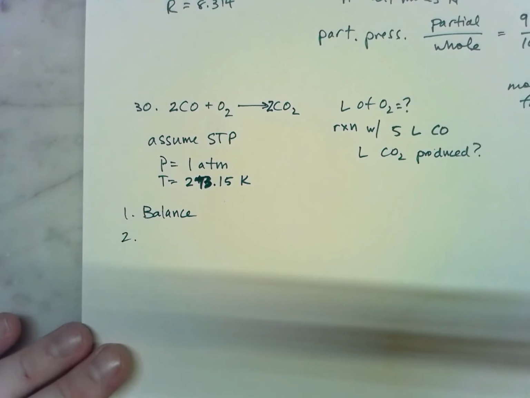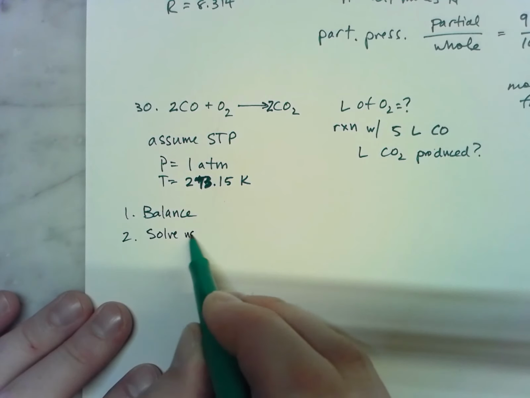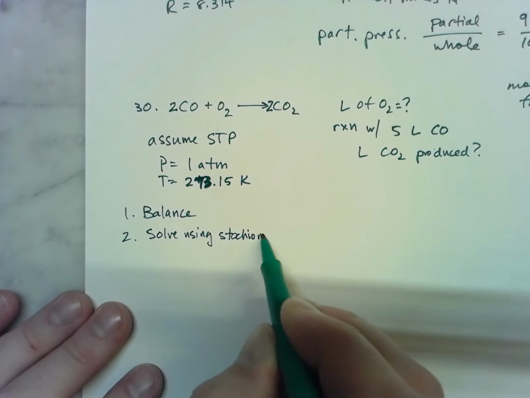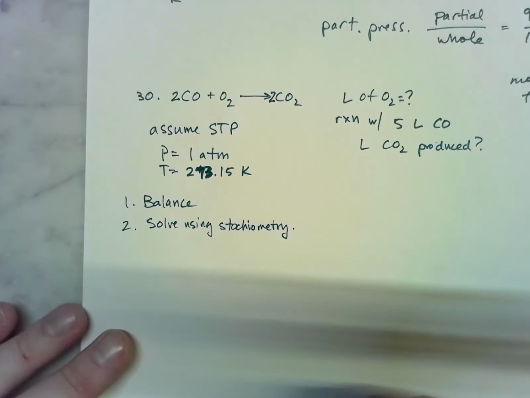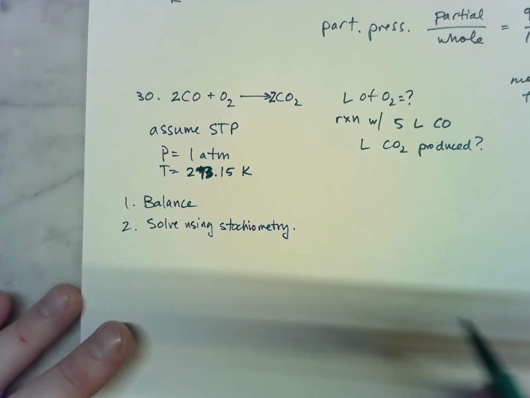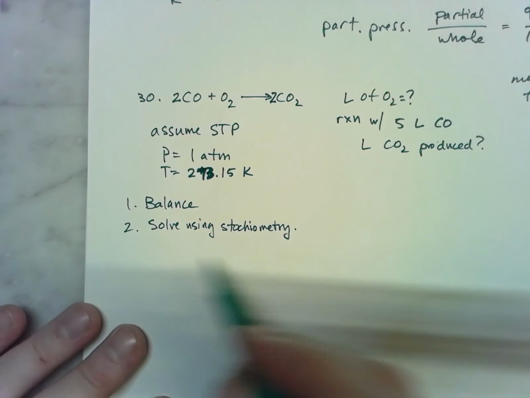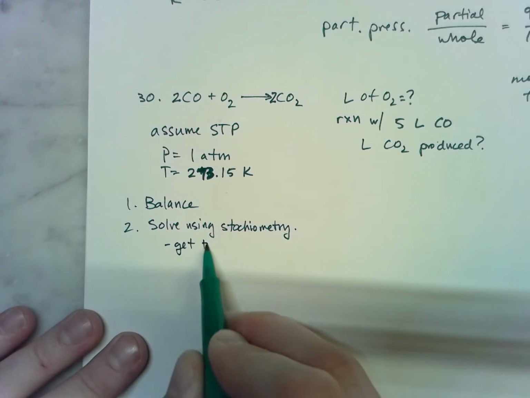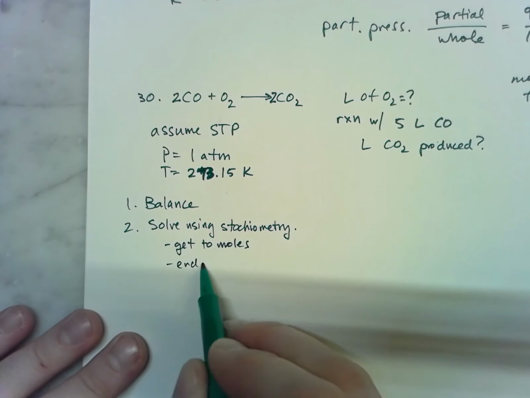Okay. All right, so now we have a balanced equation. Secondly, we need to solve using stoichiometry. And then we worry about the liters once we're in moles, okay? So that, remember, means get to moles and end in moles.